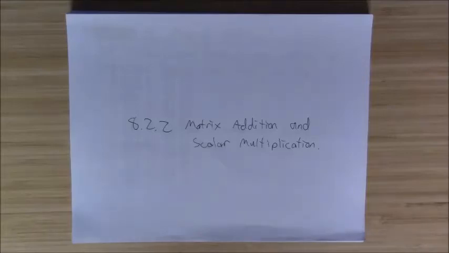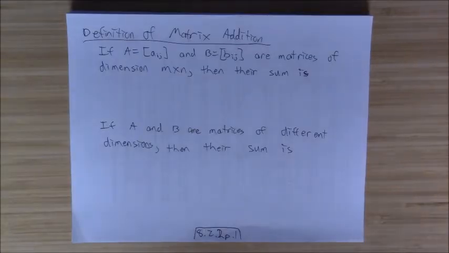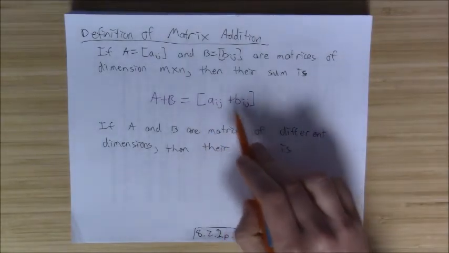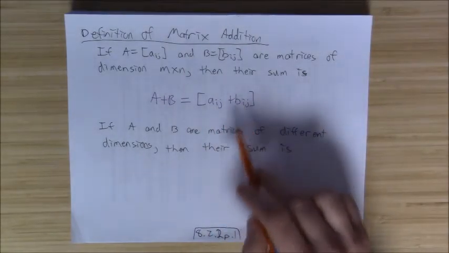In this video, we'll be talking about matrix addition and scalar multiplication. Now, by definition, if we have matrices A and B, both of which have to have dimension m by n, then their sum is given by the sum of the individual entries.